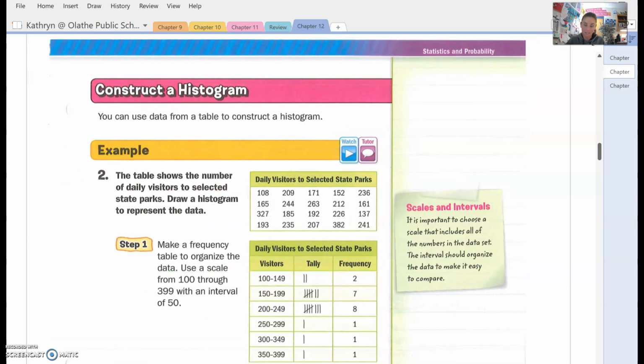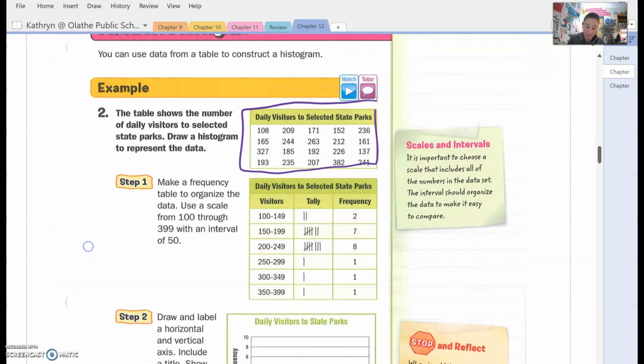All right, the next thing we're going to take a look at is how to construct a histogram. Basically, you're going to collect data. So here's your data. Okay, it says daily visitors to selected state parks. Okay, so notice the ranges. We have 100 to, it looks like, up to over 382. So my lowest is 108, and my highest is 382. So take a look at the frequency table that they made. They had them in increments of about 49. Okay, so 100 to 149, 150 to 199, so forth and so on.